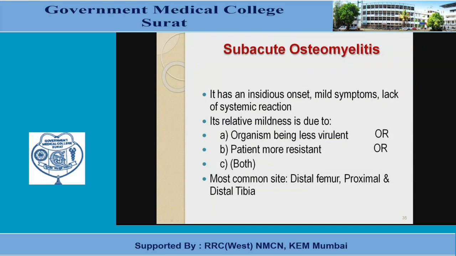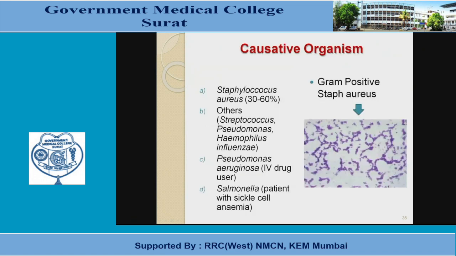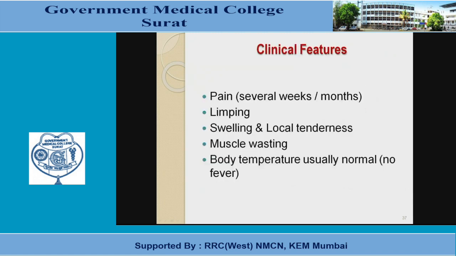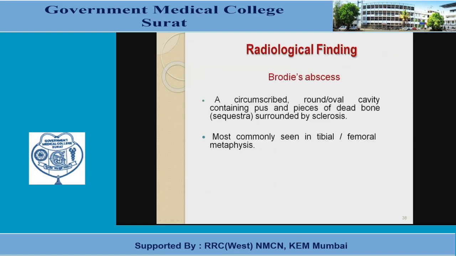Which are the most common sites for subacute osteomyelitis? Distal femur, and proximal and distal tibia. The most common organism is Staph aureus. Clinical features are the same: pain, limping, swelling, muscle wasting, and body temperature is usually normal because subacute osteomyelitis is associated with a milder presentation.